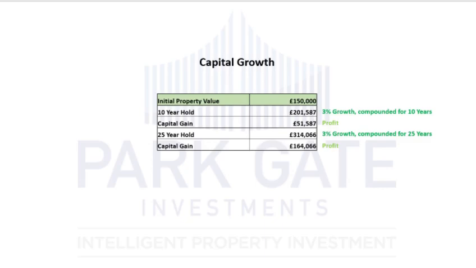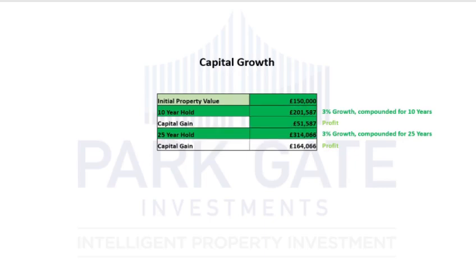So to take your £150,000 property example, in a 10-year period at 3% growth, this would be worth £201,587, which is a gain of £51,587. Over 25 years, that comes to £314,066, which is a gain of £164,066. Bear in mind, the property didn't cost you £150,000, it cost you £48,700.